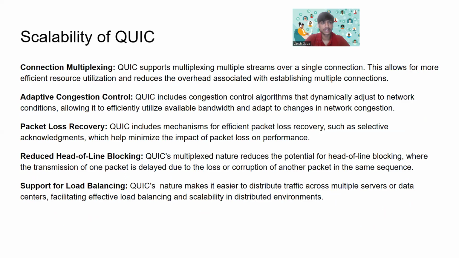The second one is adaptive congestion control. It uses a dynamically adjustable congestion control algorithm. So according to the network condition, it will efficiently adjust and utilize the available bandwidth and adapt to changing network conditions or environment.